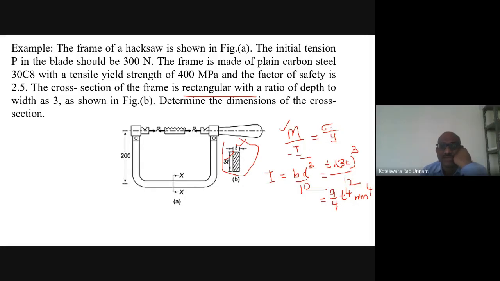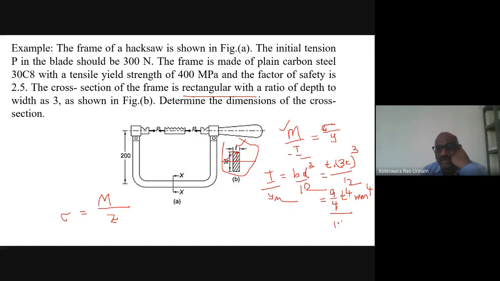I is known to me. Sigma is nothing but the allowable, no, I need to calculate sigma. So your sigma is equal to, you can use this formula also, M by Z. That's what we discussed in the previous class. This is nothing but I by y. So for a rectangular cross section, the maximum distance from the neutral axis is going to be half of the depth. So that y max is 1.5 t.